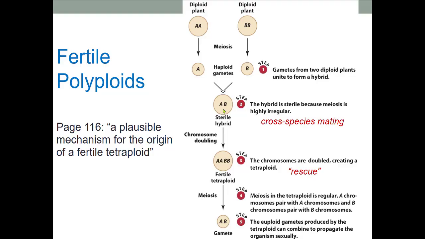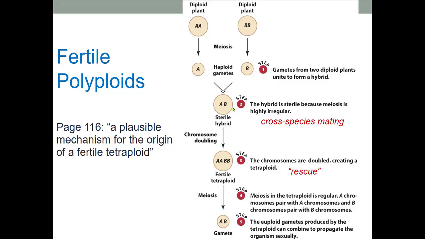And this thing would have a very hard time during meiosis trying to line up those chromosomes correctly, right? Because the chromosomes from the A genome wouldn't necessarily match very well to the chromosomes from the B genome. There could be different chromosomal structures and things like that. And so as a result of that cross-species mating, this would probably be a sterile hybrid.